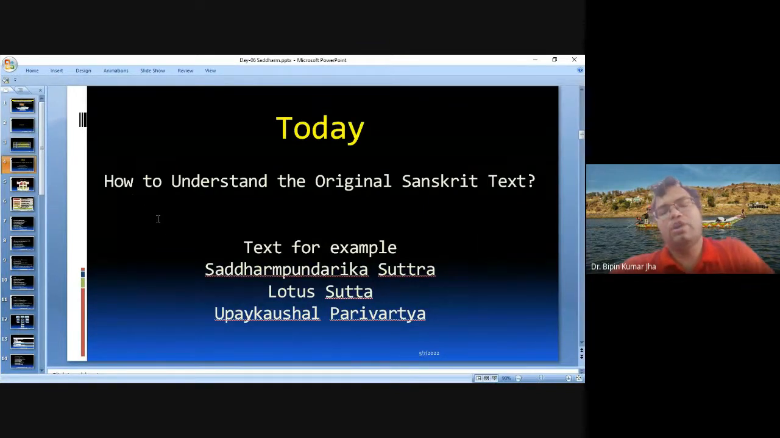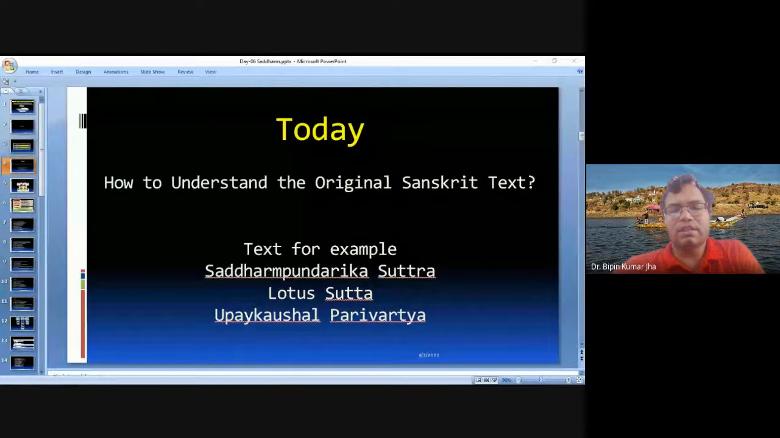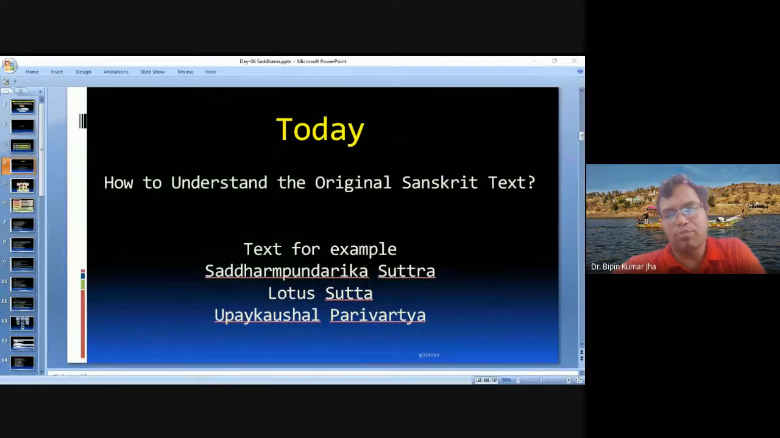Now, today, we will try to understand how to understand original Sanskrit text. When you are reading the text, in the very beginning you need to understand each and every word so that you can continue to read, to write, and to understand. Today I have taken an example from the text I mentioned, Saddharma Pundarika Sutra, which is also called the Lotus Sutta.